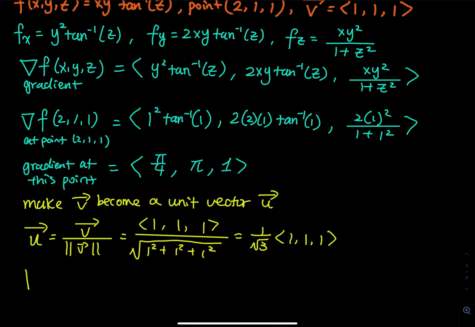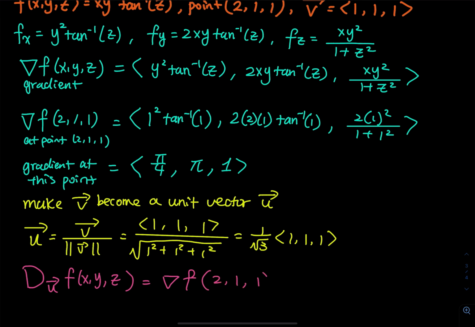Okay, let's switch to a different color. So the directional derivative in the direction of vector u of this function f of x, y, and z is a dot product, equal to the gradient of the function f at the given point, dot product with the unit vector. This is a dot product, not multiplication. This is called the alternative form of the directional derivative of f in the direction of unit vector u.